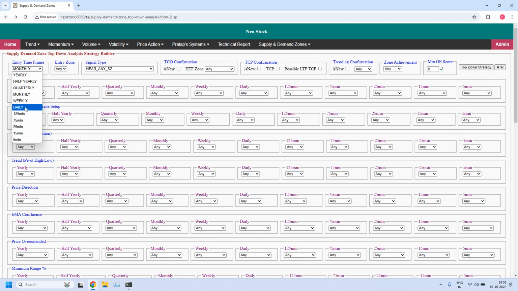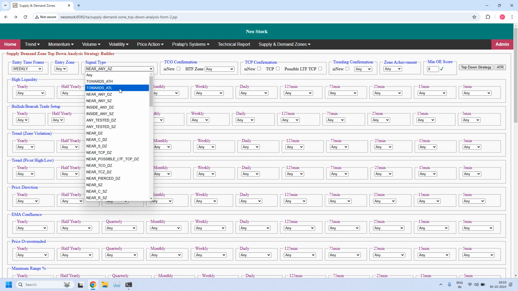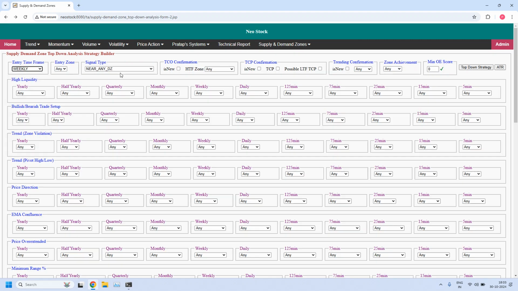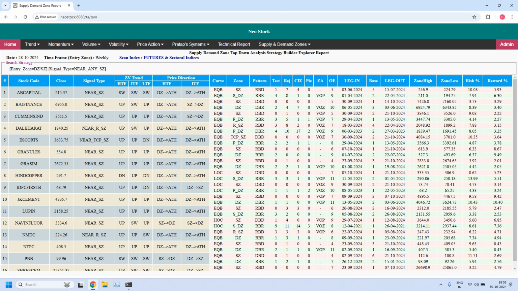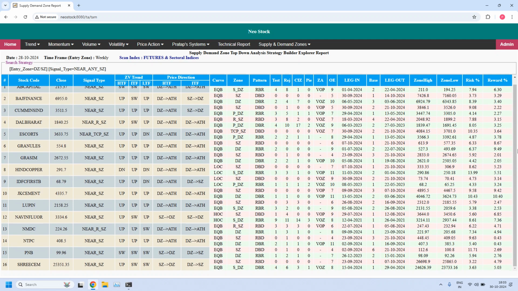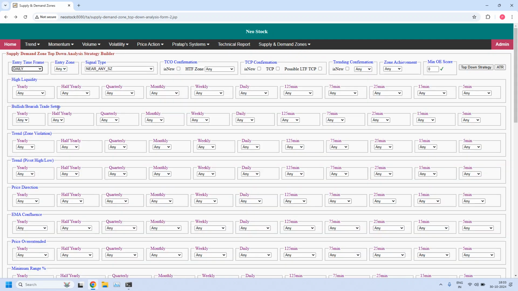Next time frame is weekly. Let's find the stocks near weekly demand zone. 7 stocks are filtered. Next, for weekly time frame, let's find the stocks near weekly supply zone. 16 stocks are filtered. Okay, next time frame is daily.